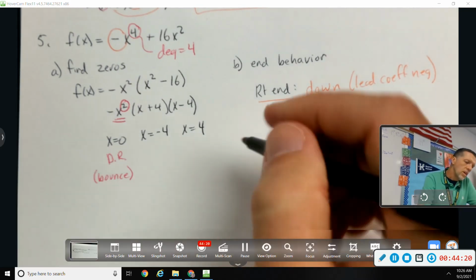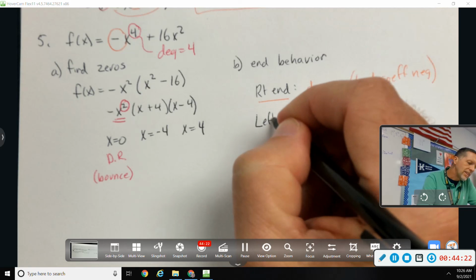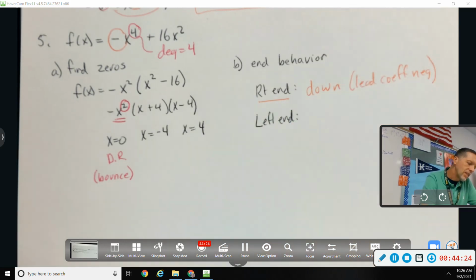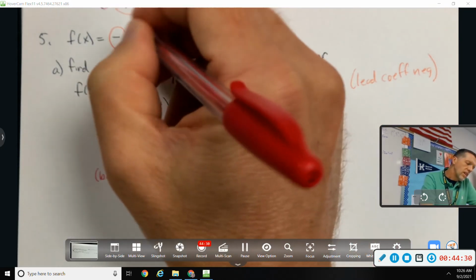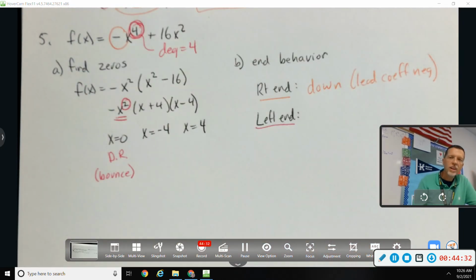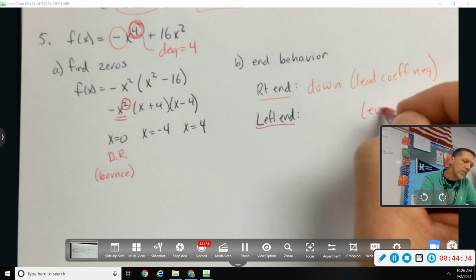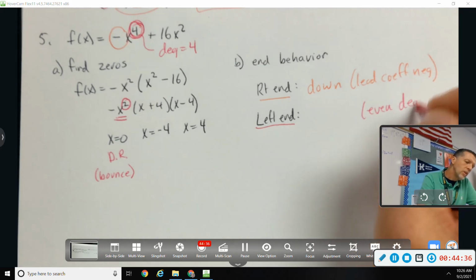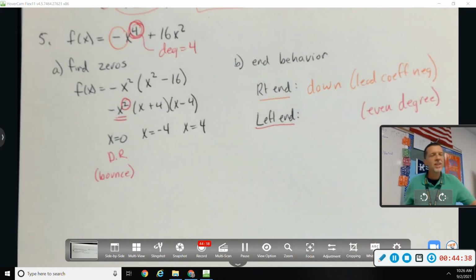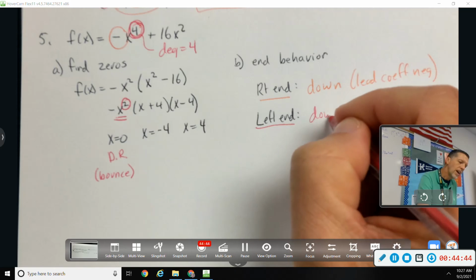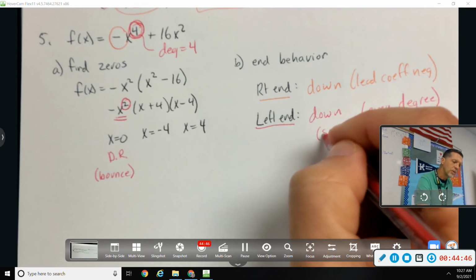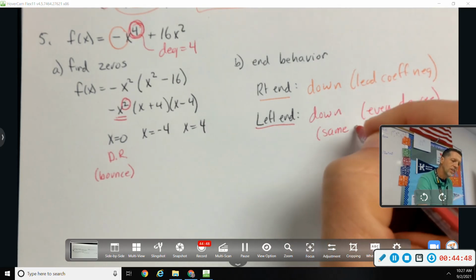What about the left end? It's degree 4, so it has an even degree. What does even degree mean? It's going to go the same. The same. So down, but it's not like directly down. It's down because it's the same as the right end.